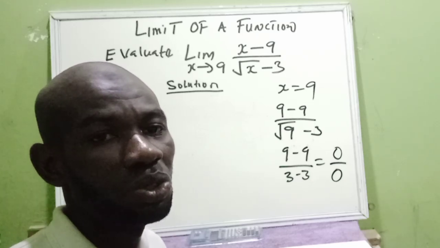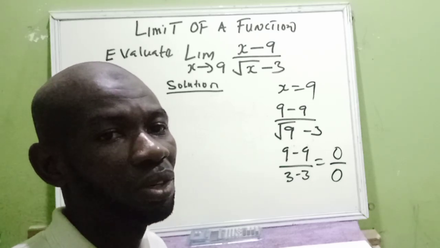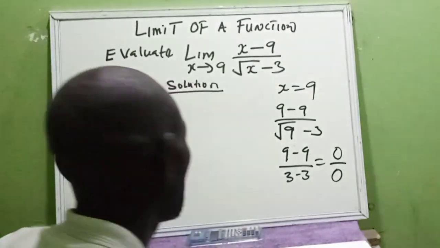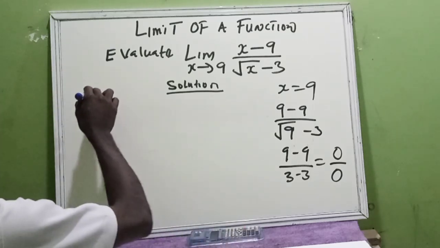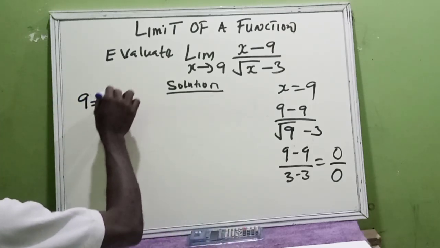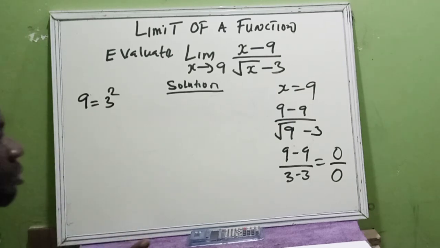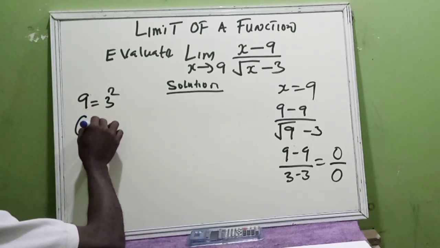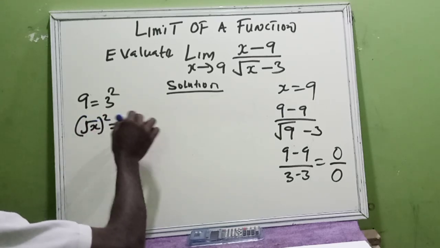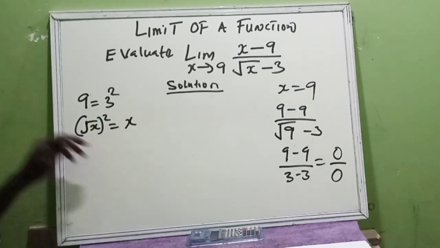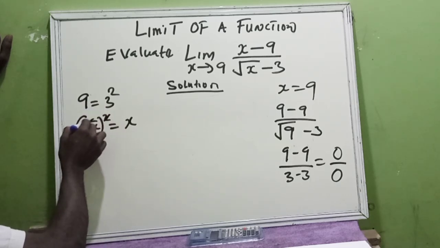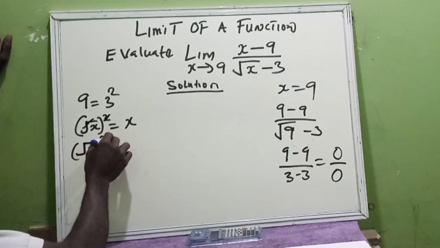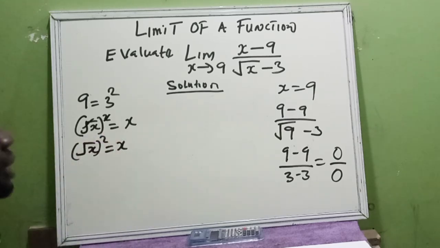And that method is called the factorization method. You can use the L'Hospital rule and you can use the factorization method. Let's use factorization. Before that, do you agree with me that 9 is the same thing as 3 raised to power 2? Yes. Also, do you agree that the square root of x, all squared, is the same thing as x? If I cancel this, I'm left with my x, so I've not changed anything.